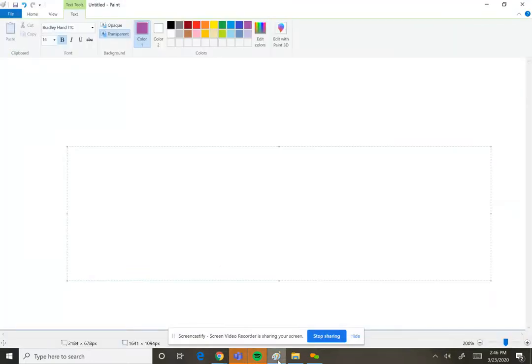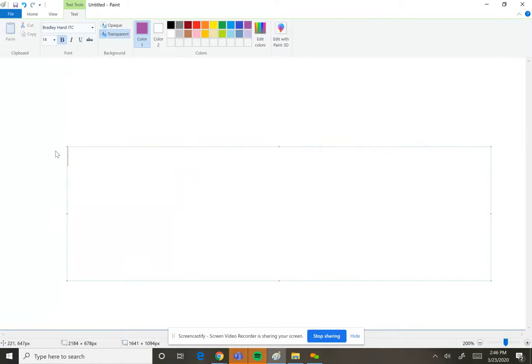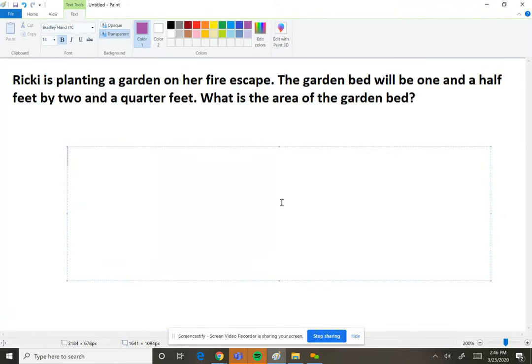Today we're going to be talking about how to multiply mixed numbers by mixed numbers using partial products in the box method. Now, as a reminder, a partial product means that we're finding pieces of an equation all at once. So that's what we want to be able to do.